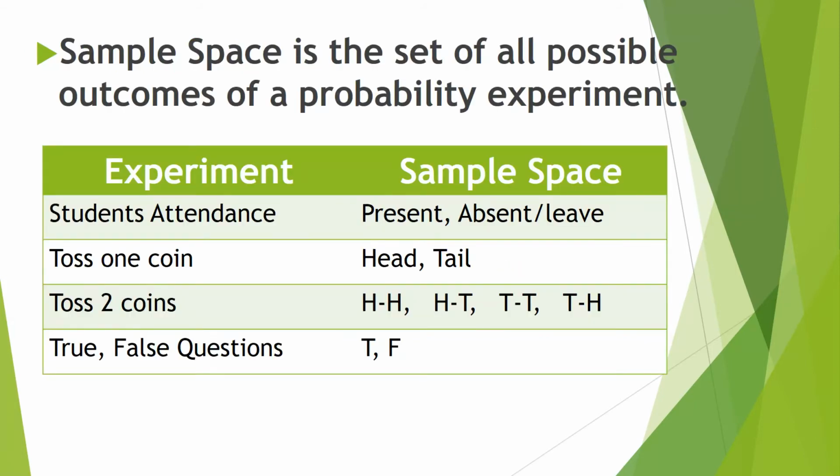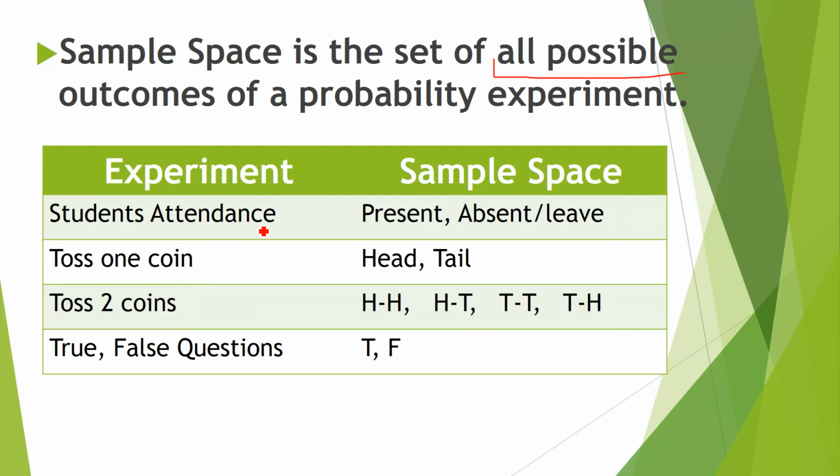Sample space is the set of all possible outcomes of a probability experiment. The focus is on all possible results. Suppose we have an event; we have to find out all possible outcomes of that event, which is called the sample space. Here I have made some examples for you.